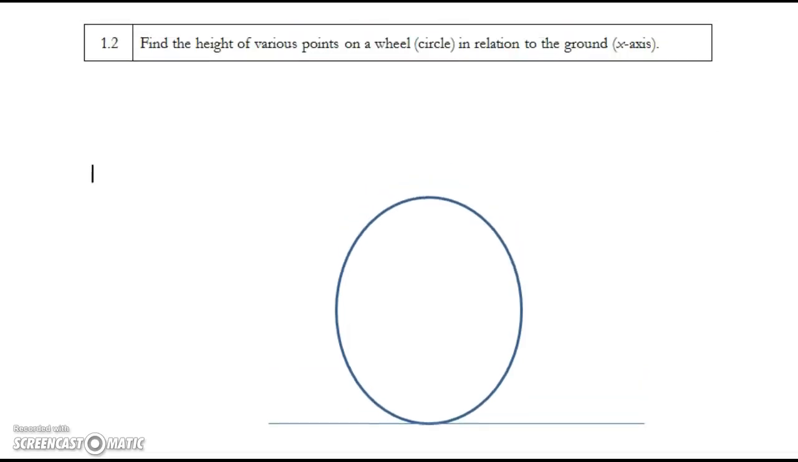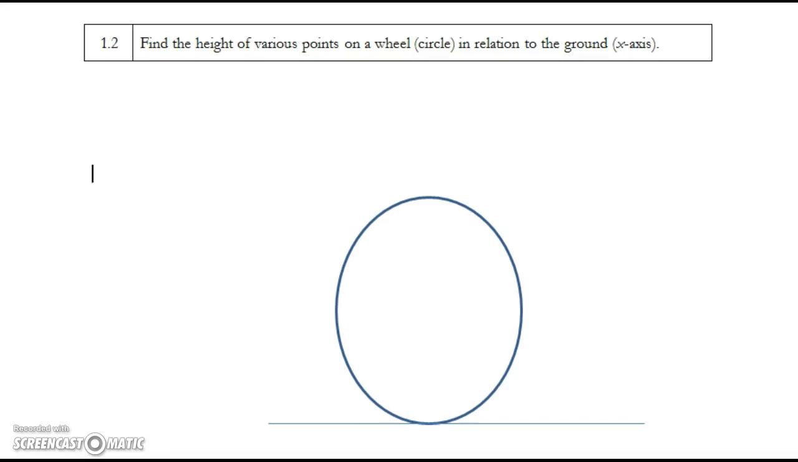1.2, find the height of various points on a wheel in relation to the ground, part 2. So in part 1, we talked about how to do this when the triangles are 45, 45, 90s. In this particular video, we'll look at what happens if we have 30, 60, 90 triangles. How do we determine, first of all, that we really do have 30, 60, 90 triangles, and then what do we do because we have these kinds of triangles? We'll stick to the same wheel as the part 1 video.